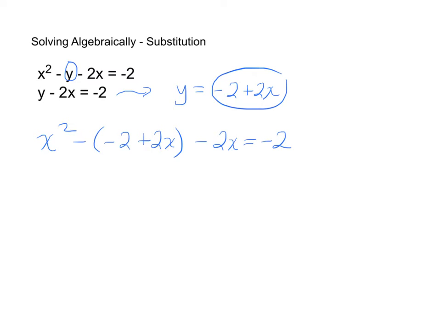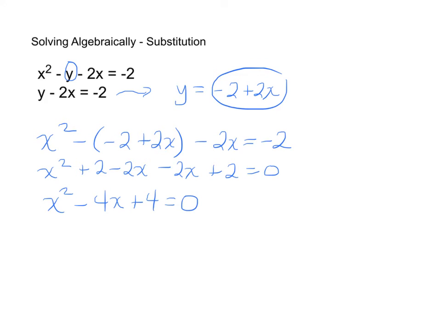Expand and simplify. This is a quadratic. So I want to also have everything on one side. x squared plus 2 minus 2x minus 2x, and I'll say plus 2 equals 0. So I took that negative 2 and moved it over here as a plus 2. And when I combine like terms, x squared minus 4x plus 4 equals 0. Now I have a quadratic that I can solve by factoring. x minus 2 and x minus 2.